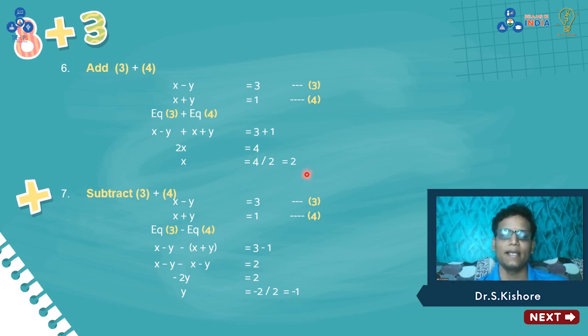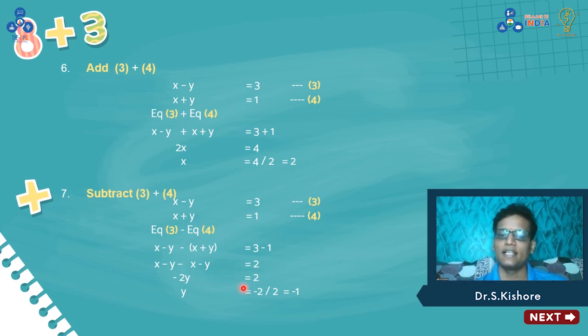This 2 is multiplying x. When it comes here, it divides. So x equal to 2. So similarly, we have two equations, right? We are subtracting. x minus x, 0. Minus y, minus into plus, minus y. So minus y, 2y. But you have minus in common, so I am bringing minus here. This 3 minus 1 is 2.